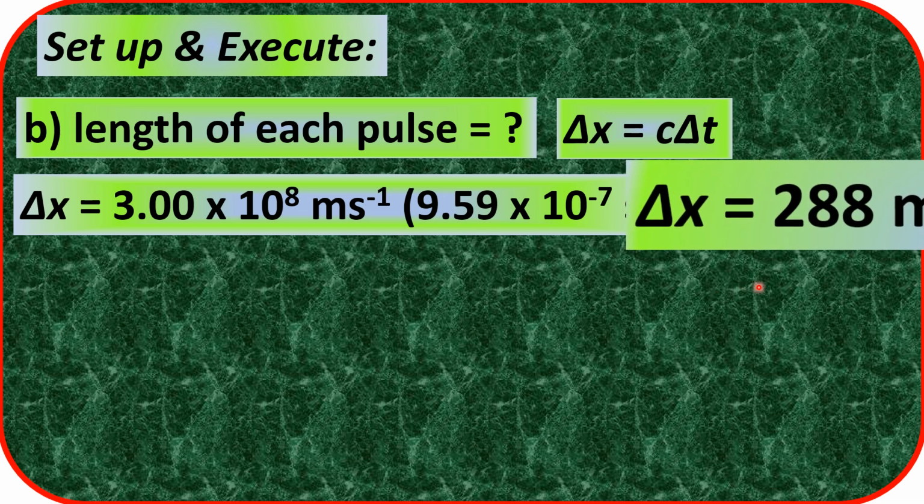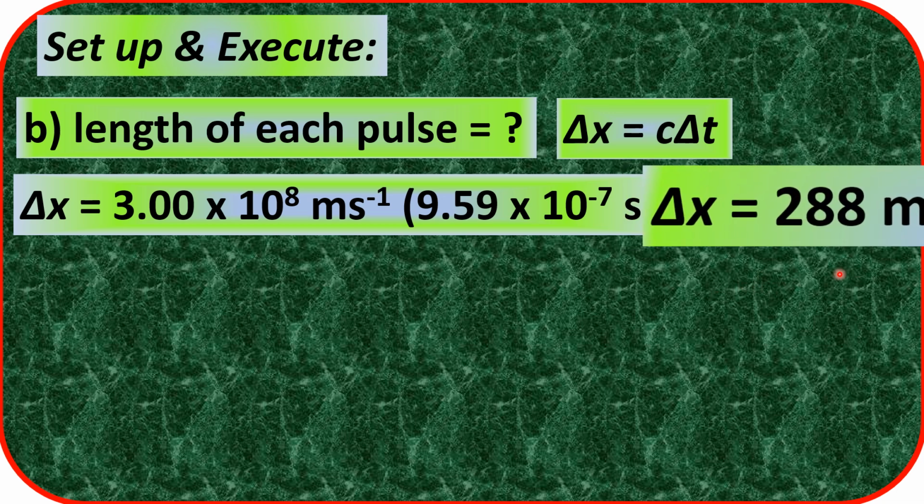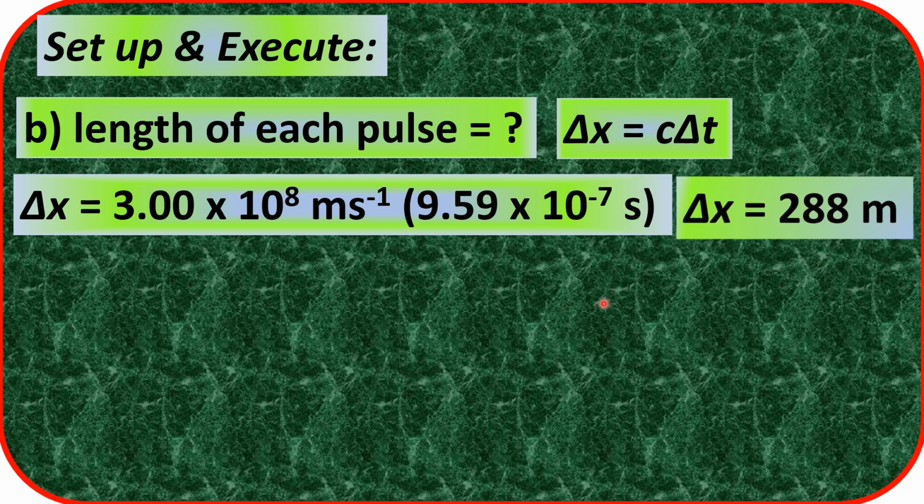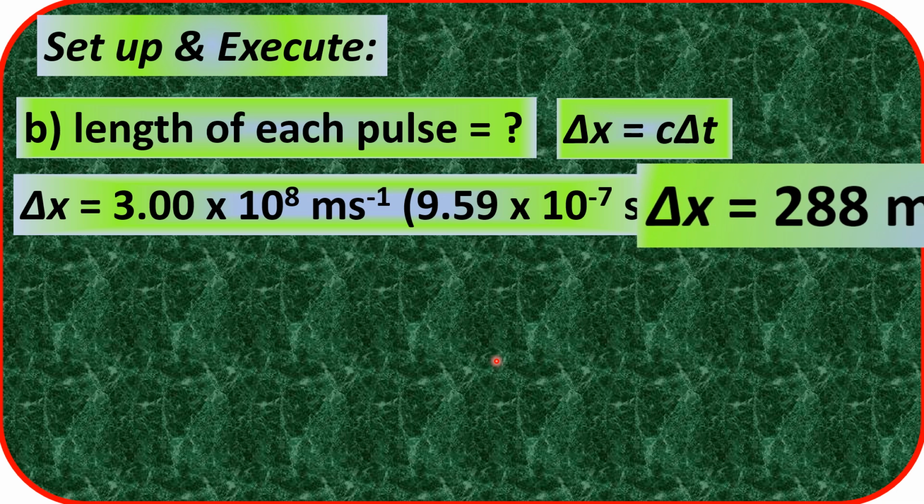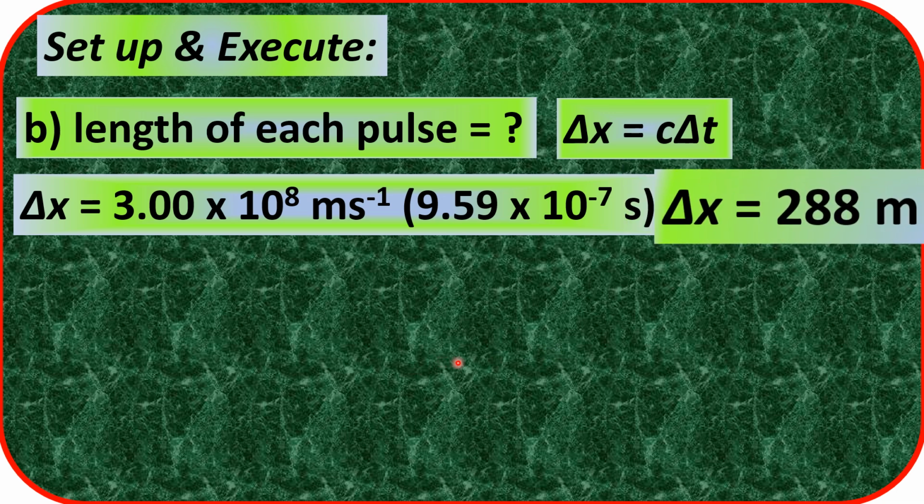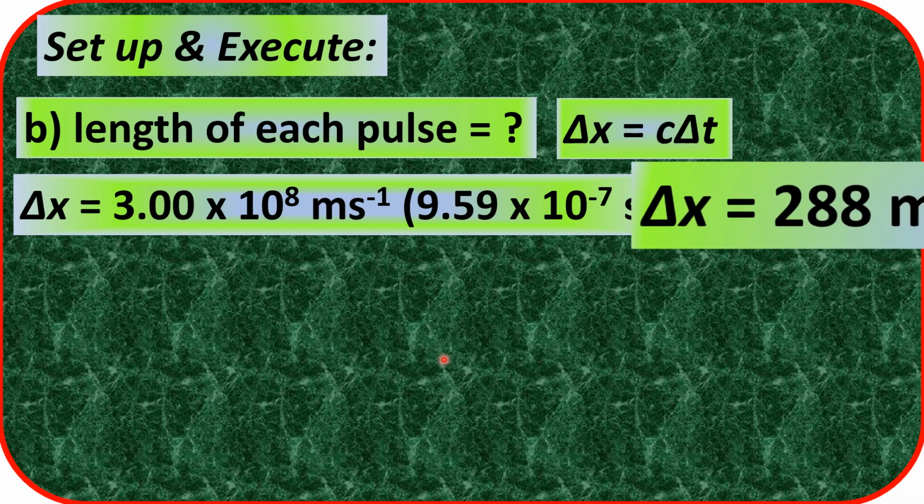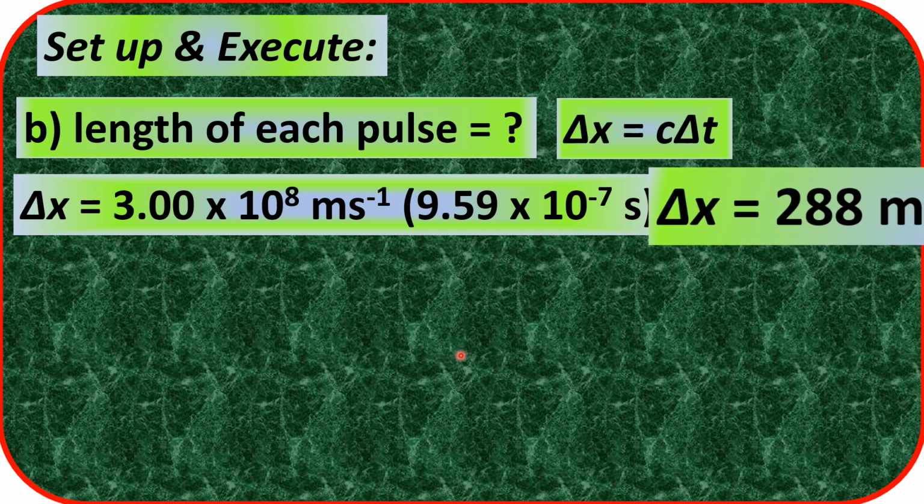Take note, this delta x should not be mistaken to be the wavelength of a typical radio wave. A typical radio wave has a wavelength that ranges from 2 to 3 meters.